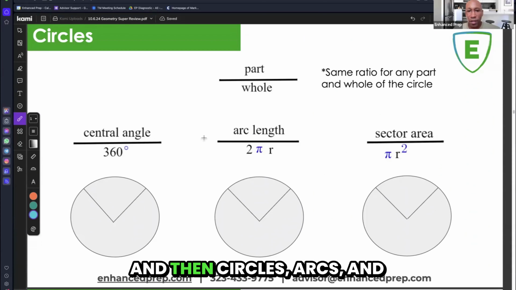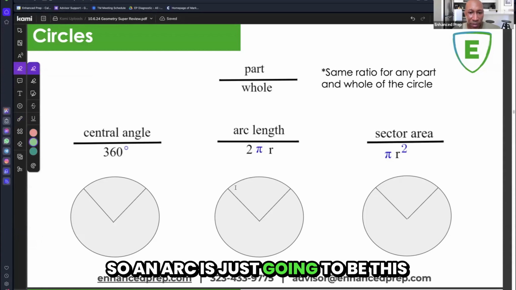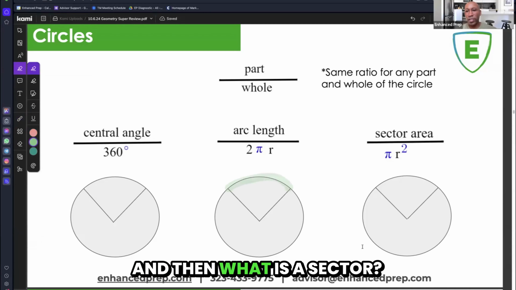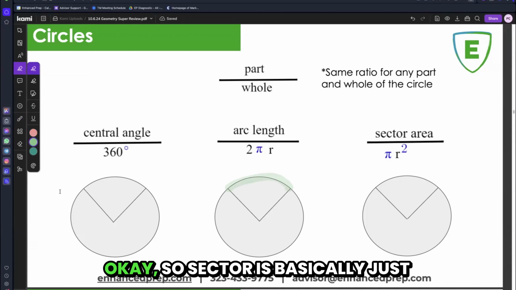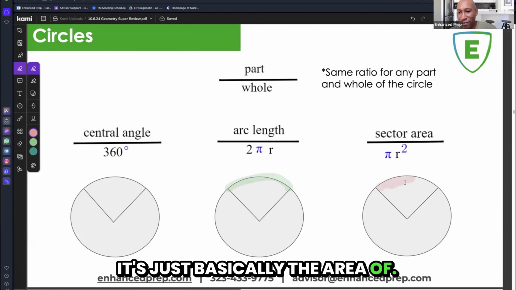Okay. And then circles, arcs, and sectors. So we talked about arcs already. An arc is just going to be this portion. And then what is a sector? Have you heard of a sector before? Okay. A sector is basically just like a slice of pizza. It's basically the area.